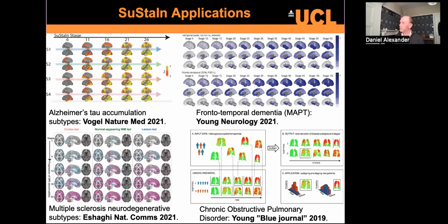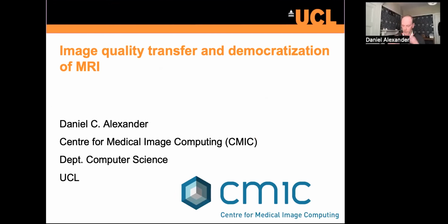Okay, so that was my lead in. Now to the main topic I wanted to talk about, which is image quality transfer, and the context of that is this idea of democratization of MRI.